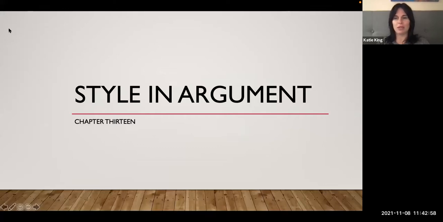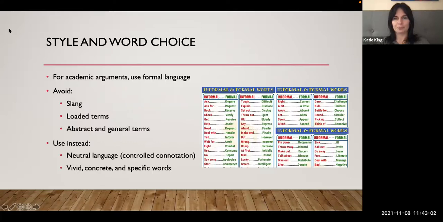So chapter 13 of Everything's an Argument talks about style in argument. And when we're talking about style, again, we're talking about the conventions on the page, how things look, how they read, how they sound when we read either aloud to ourselves or read in our heads. All of these things are important in terms of making sure that the writing on the page appears, sounds, reads as well as it can.